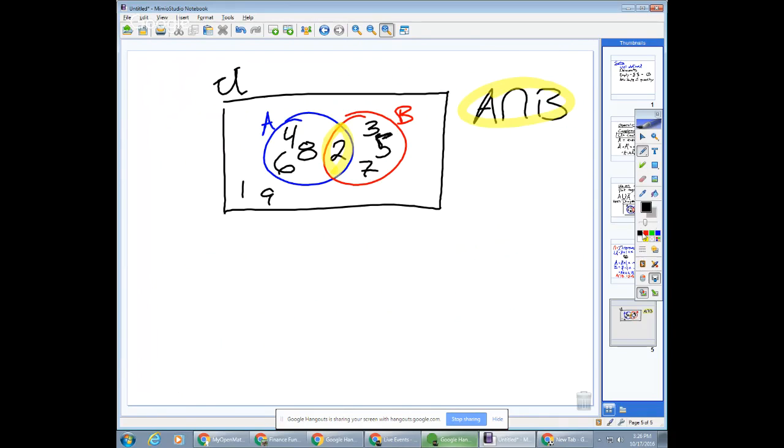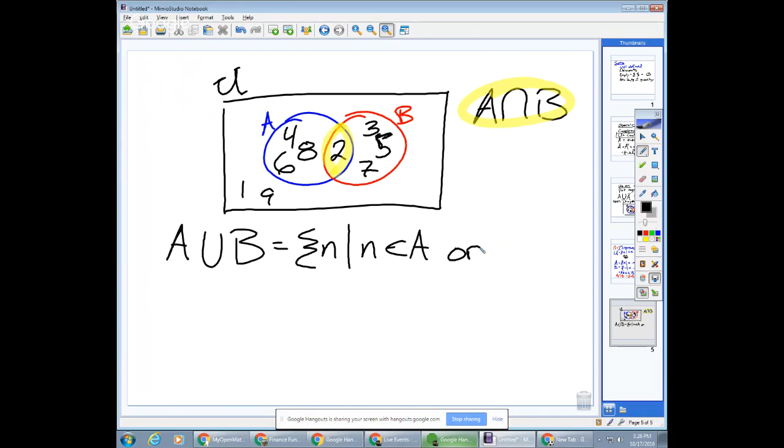What if I wanted to figure out A union B? So what numbers are in set A or set B? So what n such that n is an element of A or n is an element of B. So that's what union means.